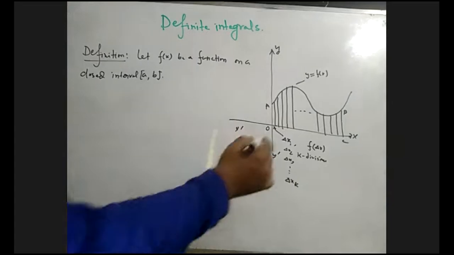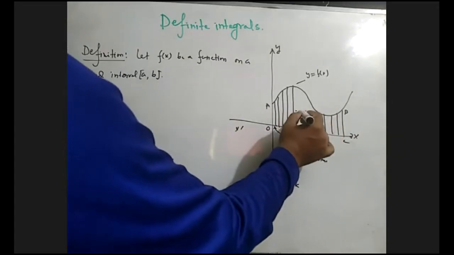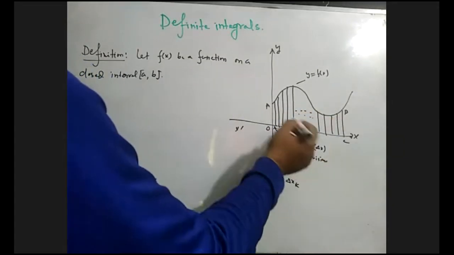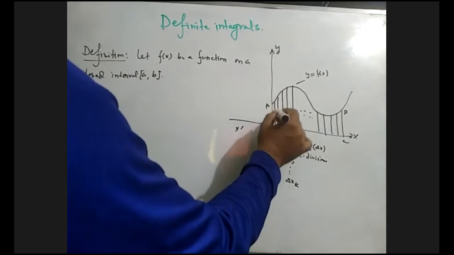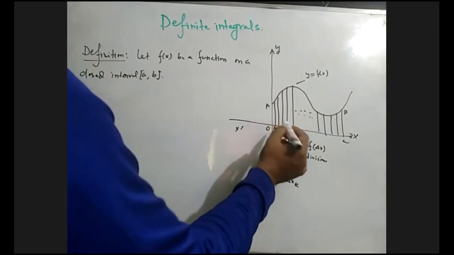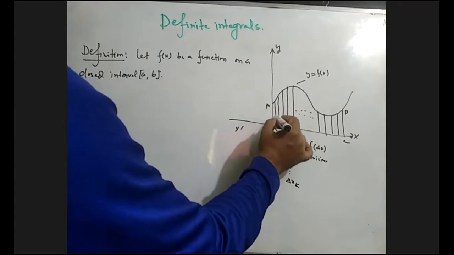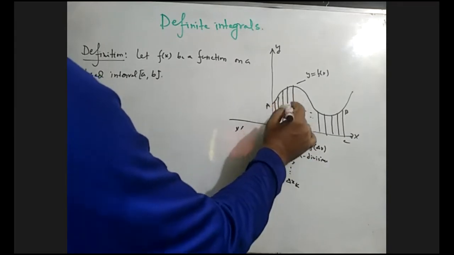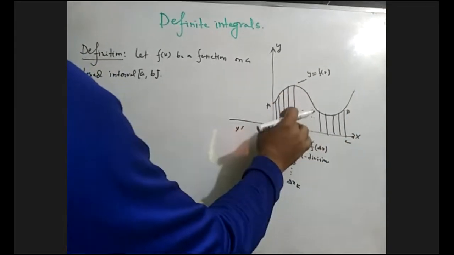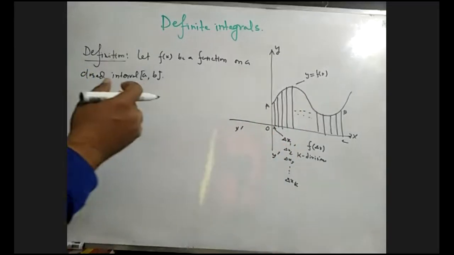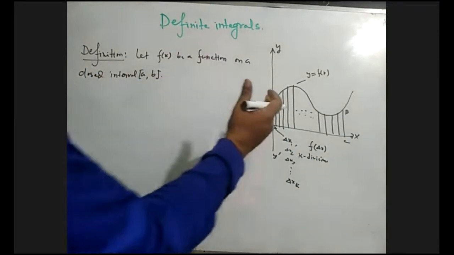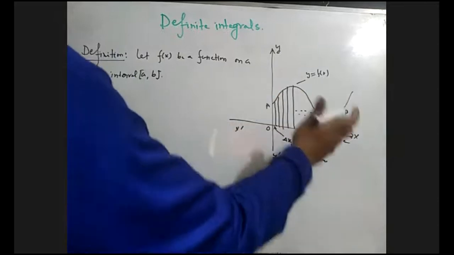So how many divisions here? K divisions, and k is unknown to us. So to find the whole area, this is a small trapezium, another small trapezium. So the sum of all individual areas of trapeziums will give the total area of UABC.